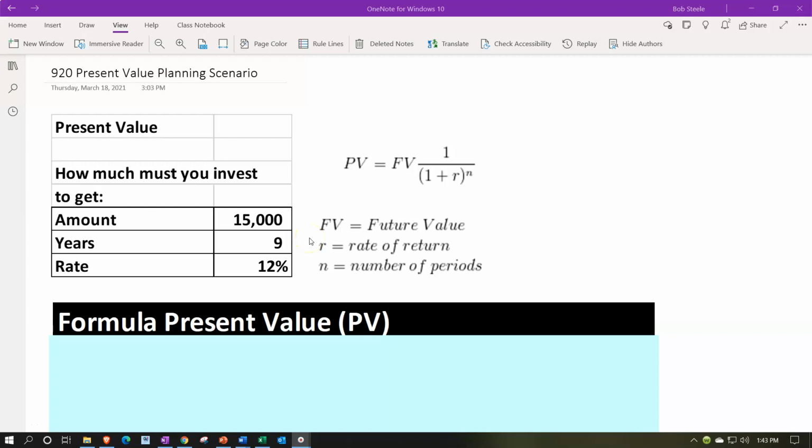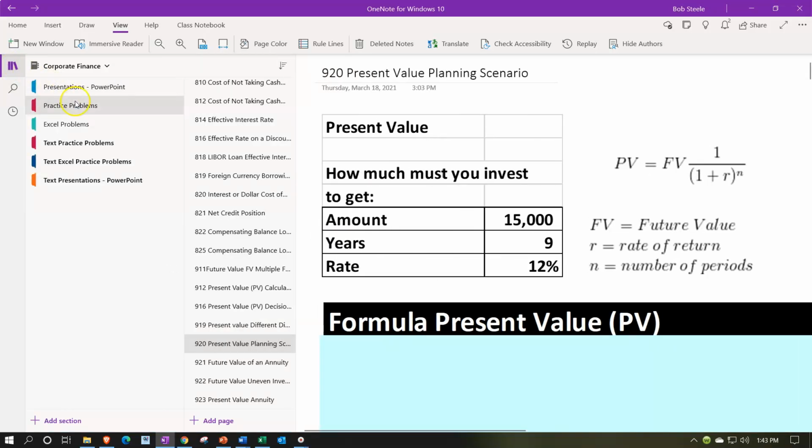If you have access to OneNote and would like to follow along, you're not required to, but if you would like to, we're in the tab up top here. We're in the practice problems and we're down here in the 920 present value planning scenario section. Also note that if you have access to OneNote, you might want to use the Immersive Reader tool. That gives the option of actually hearing the text when there are text files within it. It can also convert to Spanish, and you can listen to it in Spanish, although it's going to have the translations from text to Spanish, so it's a couple of translations, but might be useful.